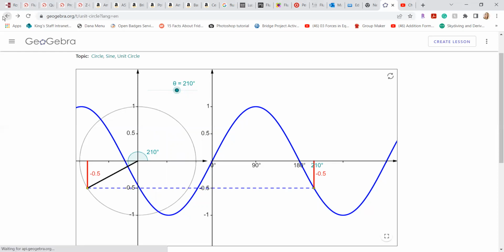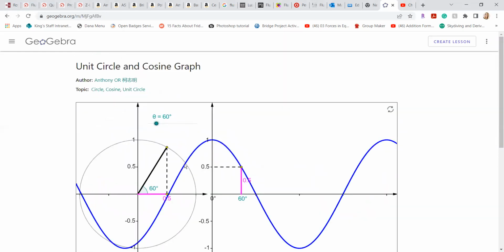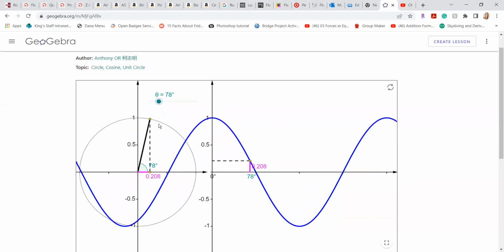Let's look at cosine. So this is cosine. Again, I want you to track as we rotate around, look at the angle and look at what is being tracked here as we go around.